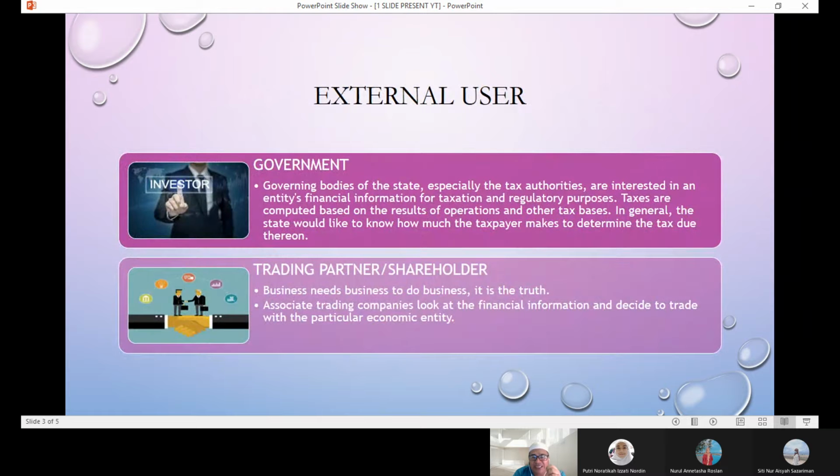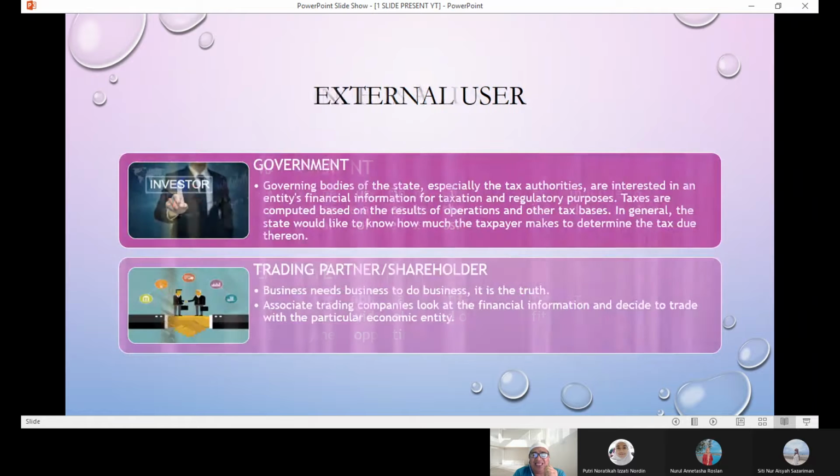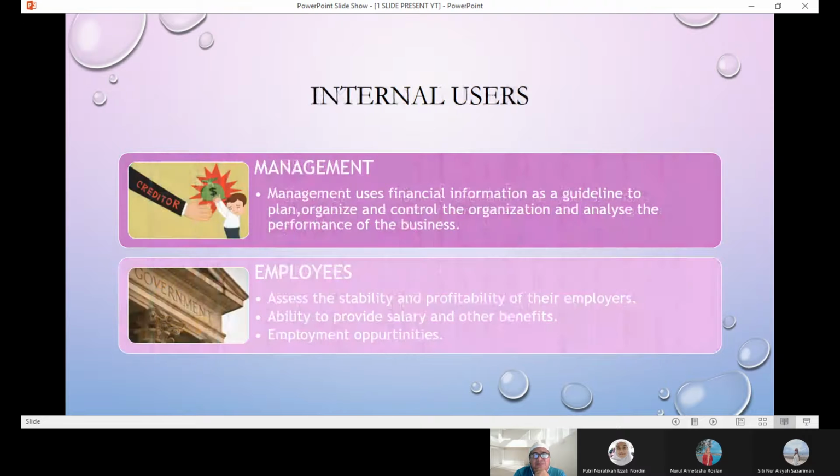This one is no problem, external users, users outside the company. This one is internal users. And why do they need to use the accounting information or the financial information? Because of this one, business needs business to do business. Shareholders need the accounting information to check whether the company is making a profit or not, because they are the shareholders, so they want a return.